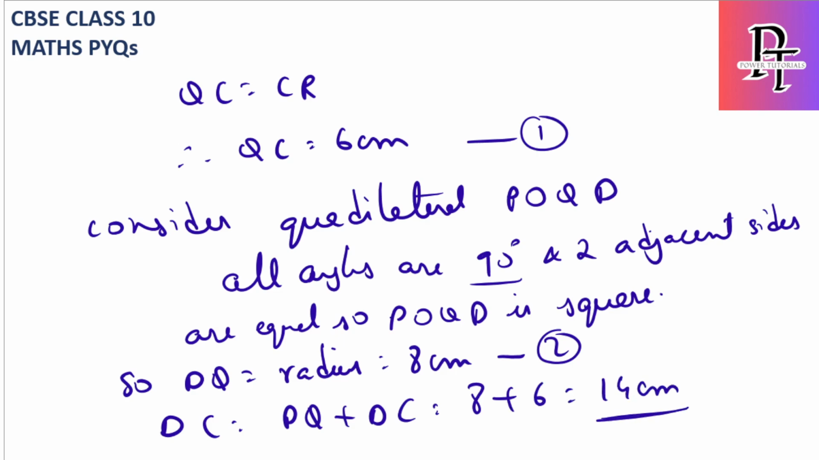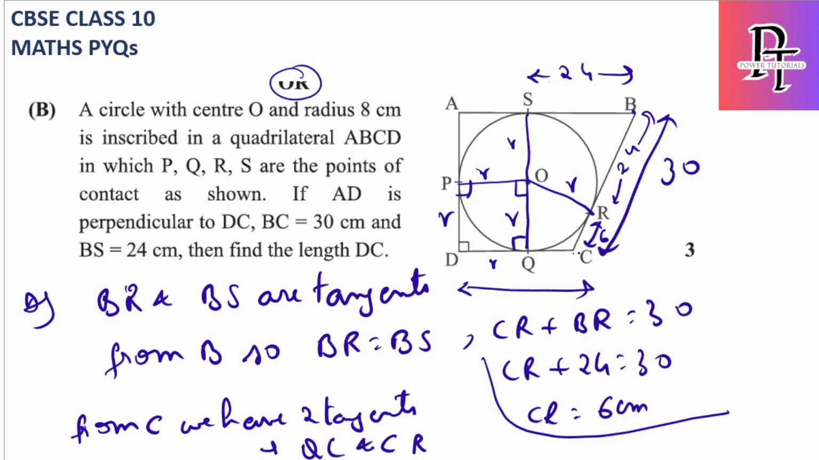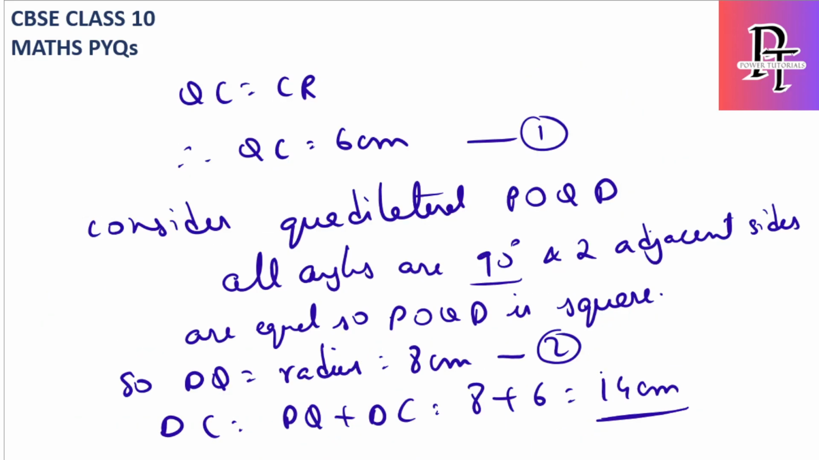We just used the only concept that from an external point the length of the tangent should be the same. This is 24, so this is 24, this should be 6, this is 6. From the back side, this is a square. Now we know r is 8, so this is 8, this is 6. We are asking for total DC. DC is equal to DQ plus QC, which is 8 plus 6, which is 14 centimeters.